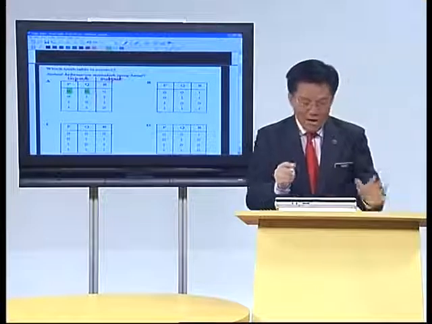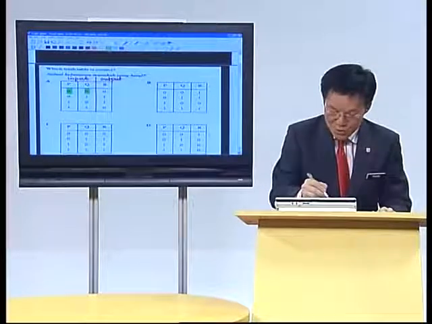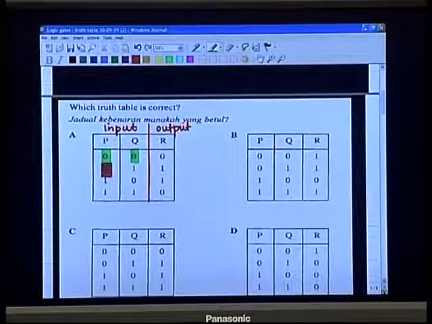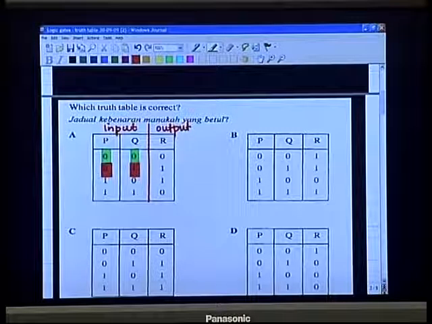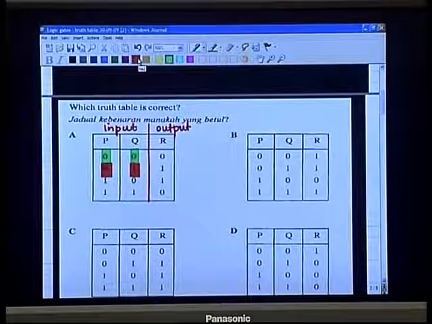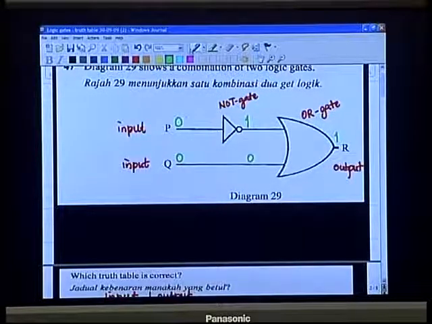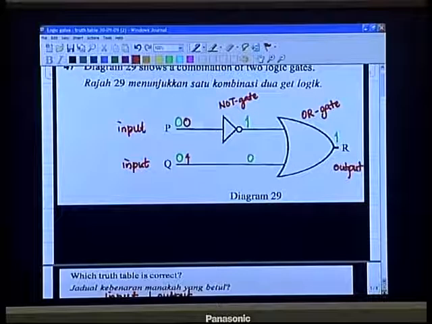Alright. So now I am concentrating on the next one. So the next one is 0, 1. Got it? So I'm going to use red color now. The next one is 0, 1. P is 0, Q is 1. Got it? So 0, red color going through the NOT gate, NOT. So it becomes opposite. Becomes 1.